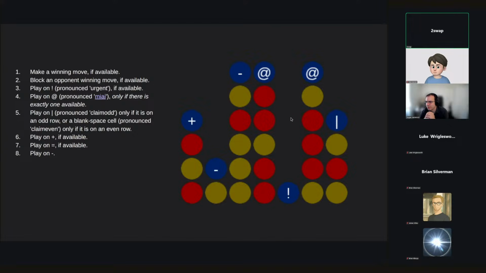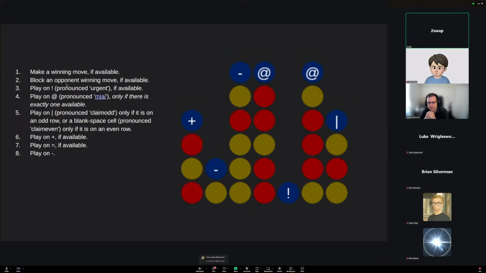Then rule 5 is the rule that we discussed already of claim even and claim odd. Play a claim odd spot if it's on an odd row. Play a claim even spot if it's on an even row. Otherwise, ignore them. Then play on a plus and equals a minus in that list of priorities. So you just walk through this list, looking at the exposed spots that you can play on, and you take the move that is in accordance with whichever is the first of these rules.